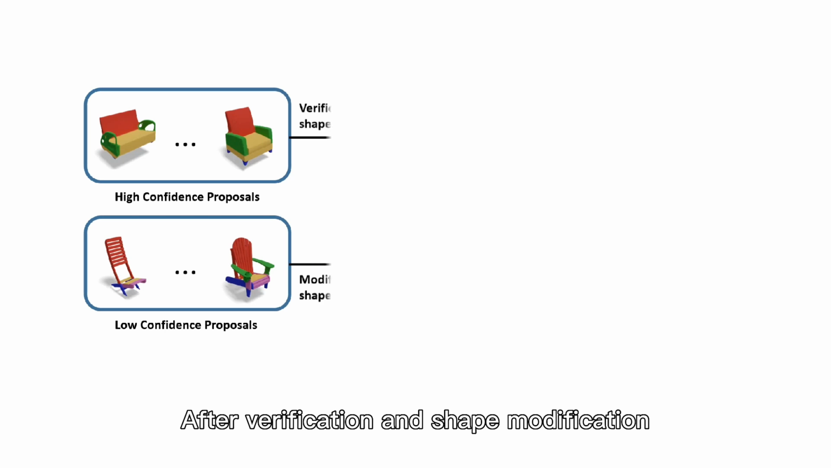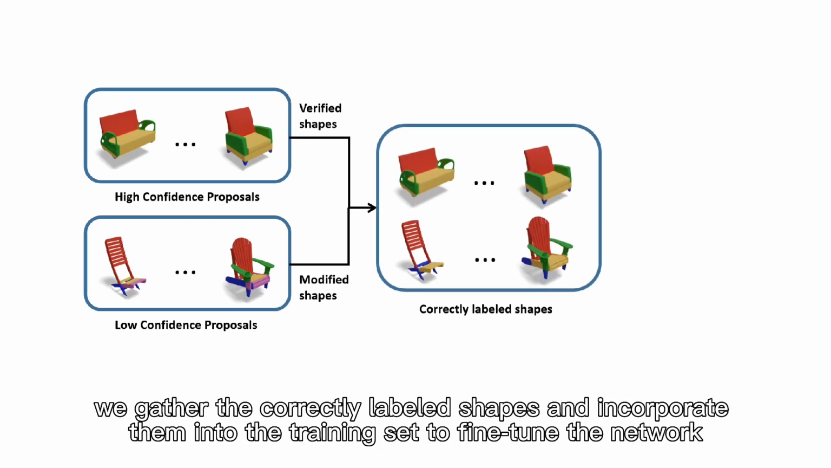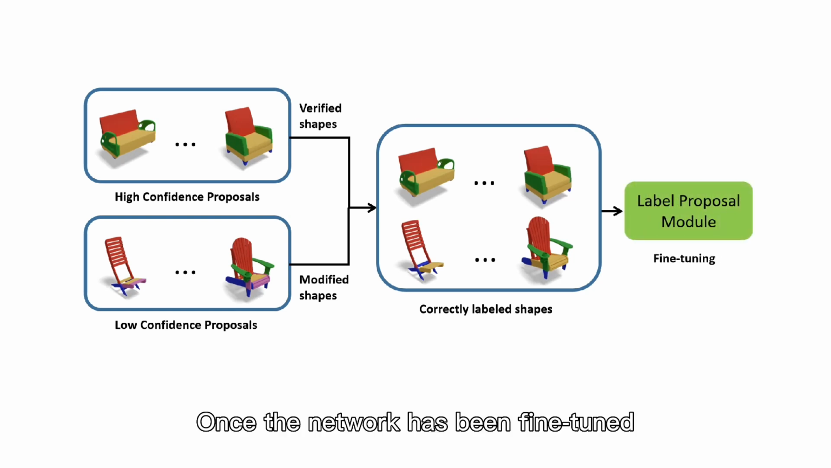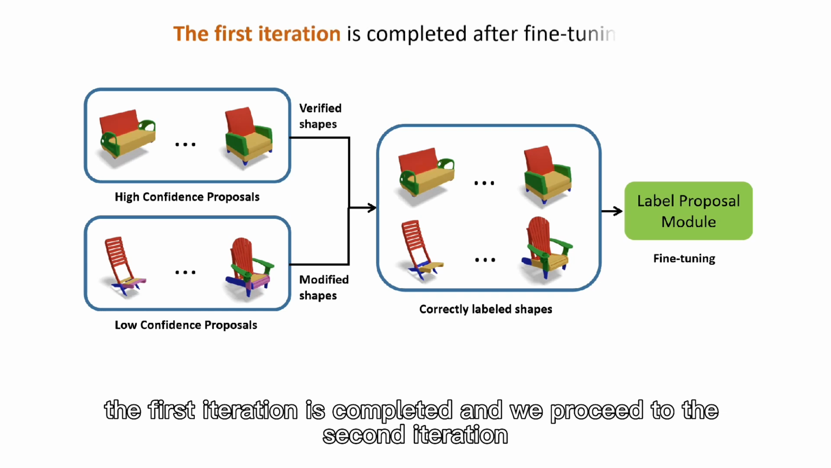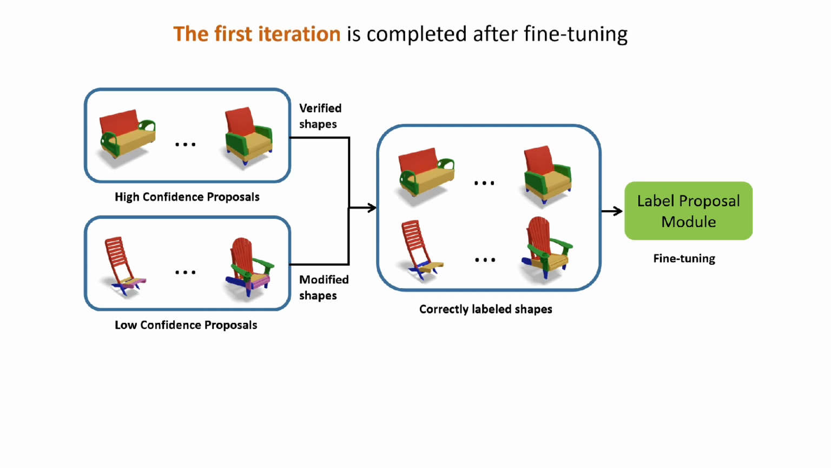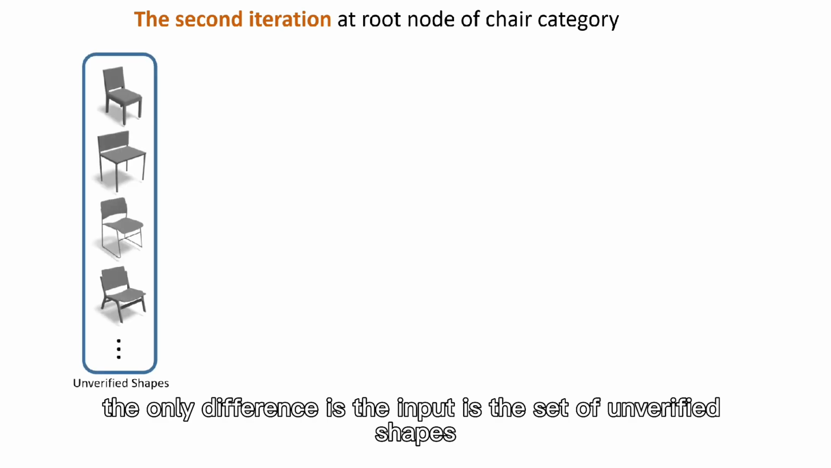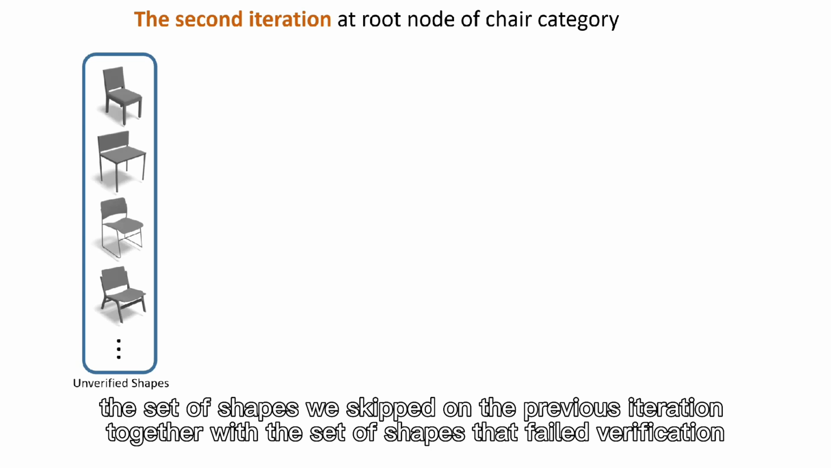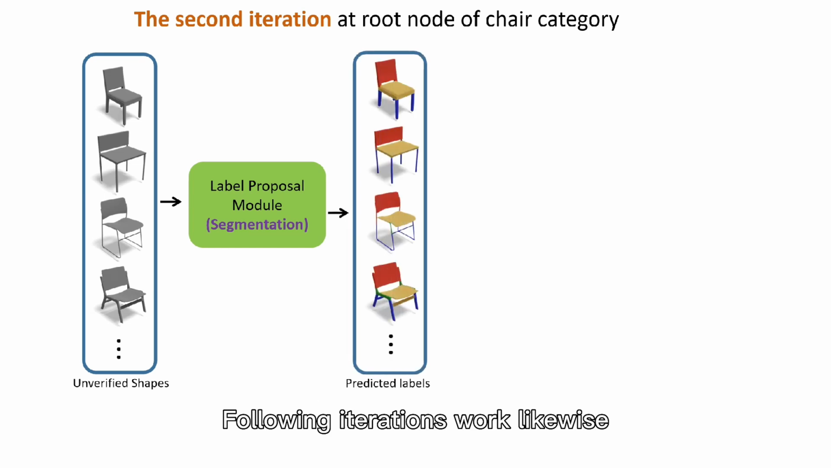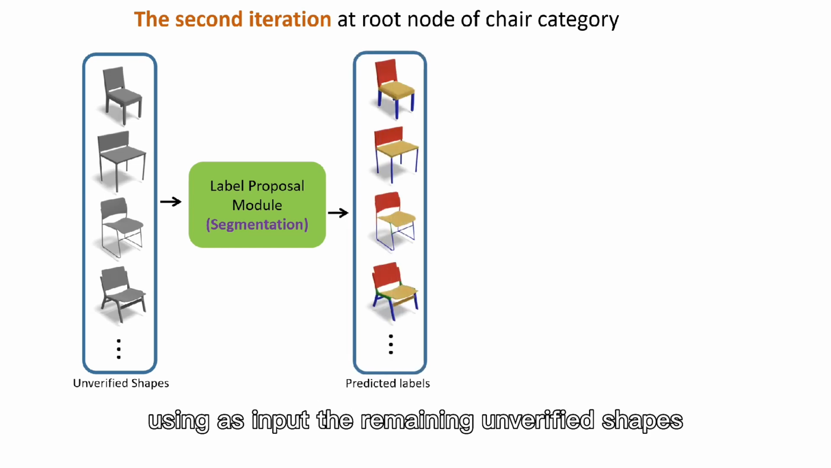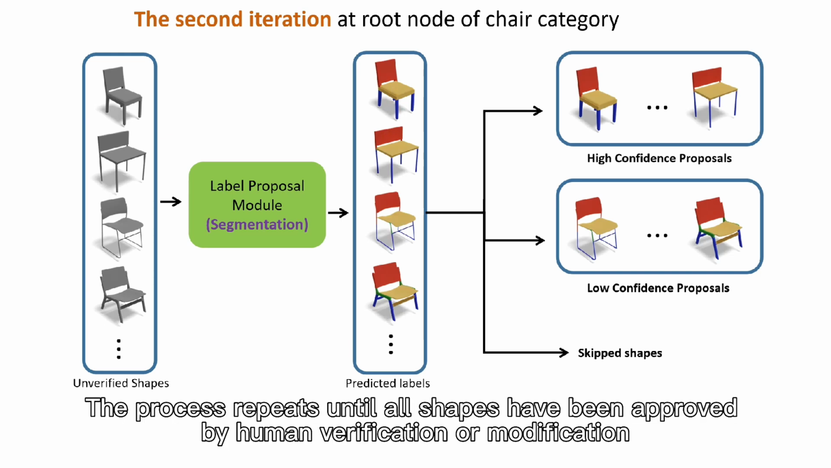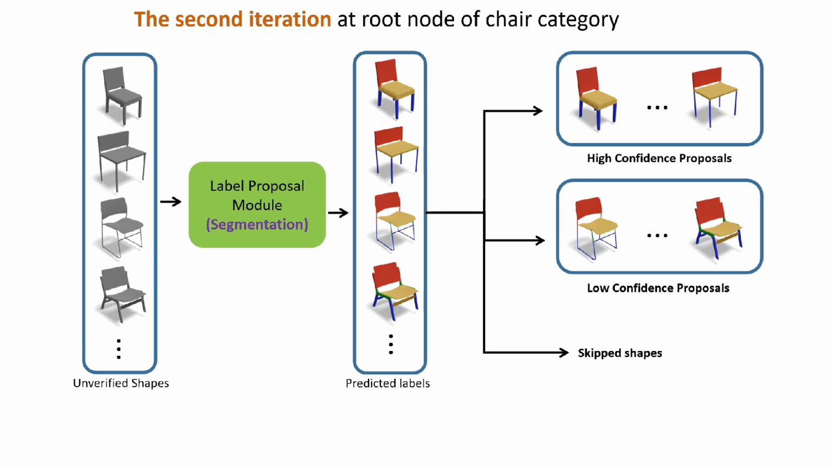After verification and shape modification, we gather the correctly labeled shapes and incorporate them into the training set to fine-tune the network. Once the network has been fine-tuned, the first iteration is completed and we proceed to the second iteration. On the second iteration, the only difference is the input is the set of unverified shapes. That is, the set of shapes we skipped on the previous iteration together with the set of shapes that failed verification. Following iterations work likewise, using as input the remaining unverified shapes. The process repeats until all shapes have been approved by human verification or modification.